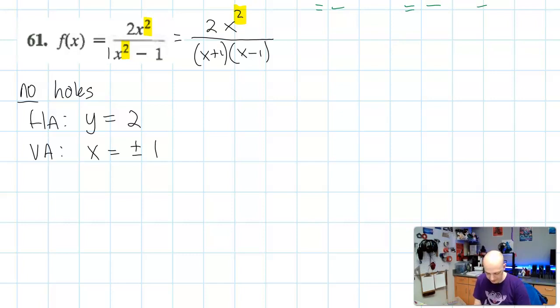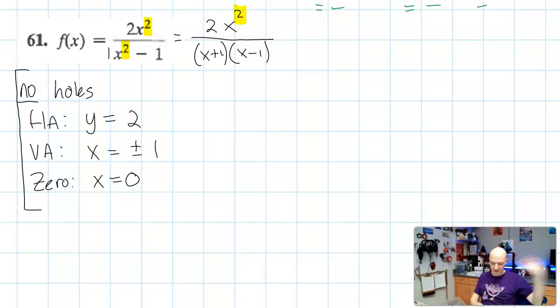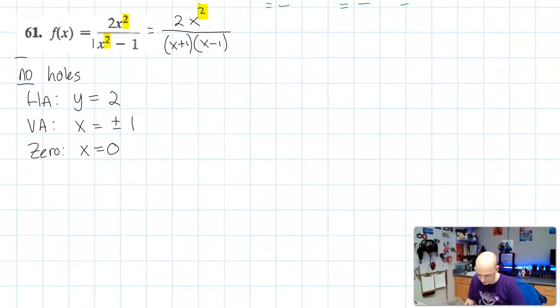So no holes, vertical asymptotes, horizontal asymptotes, and are we going to have a 0? Yes, it's going to be at x equals 0. These are the 4 things you should always look at before you even start a graph. You don't have to do them in that order, but you should always do those 4 things before you even attempt to construct your graph.